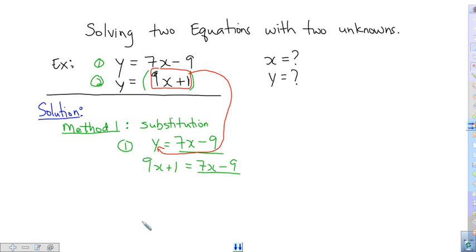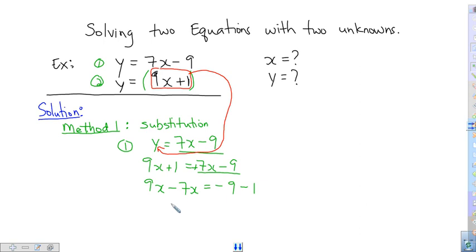Okay, now we have just one unknown. We have eliminated y from the equation. So now we have x on both sides, and now it's a matter of collecting like terms on the same side and then solving. So I'm going to collect the x terms on this side and bring the positive 7x to the left side. It becomes negative 7x. And then I have negative 9, which remains on that side, so the sign stays the same. And plus 1 goes to the other side, it becomes minus 1.